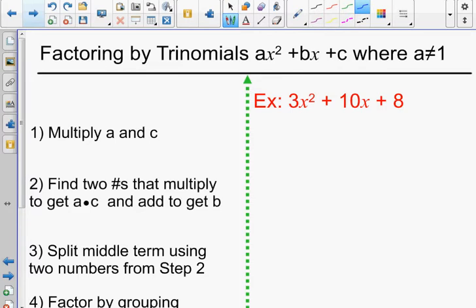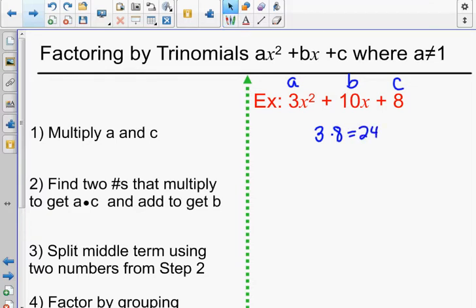So if you need a reminder, a is the number in front of the x squared, b is the coefficient of x, and c is the constant. So we're going to multiply the 3 and the 8, and clearly we're going to get 24. Now we're going to find two numbers that multiply to give us this a times c value, which is the 24, and to add to get that middle coefficient, the b value, as well.